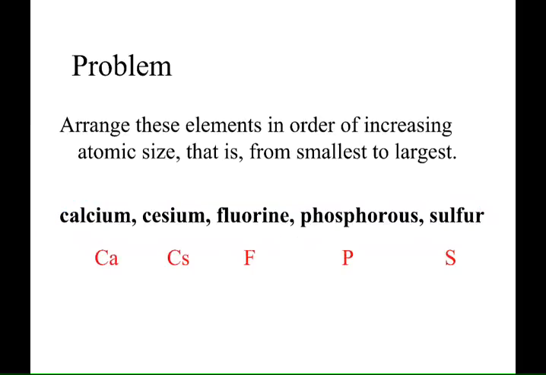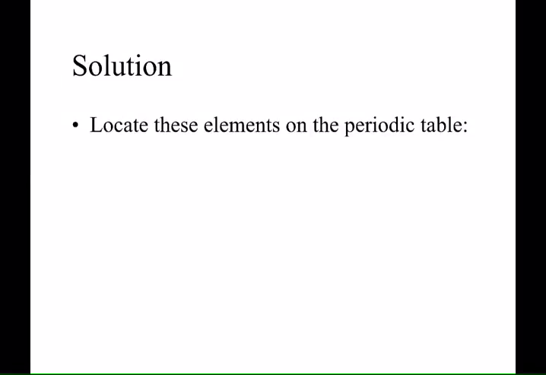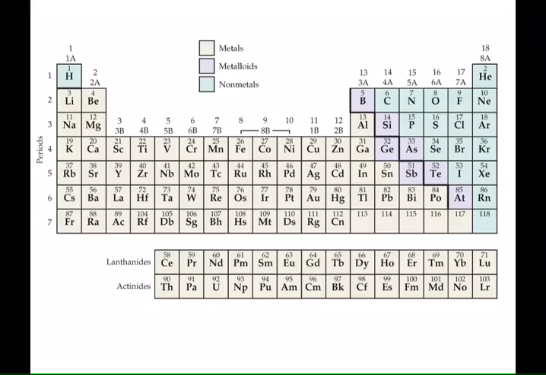So when you're faced with that, my suggestion is to go ahead and find them on the periodic table. So that's what I'm going to do next. I'm going to pull up a periodic table. Now remember that on your unit exams, when you need it, and you will need it for this one, you will be provided a periodic table. So here are those 5 elements on the periodic table.